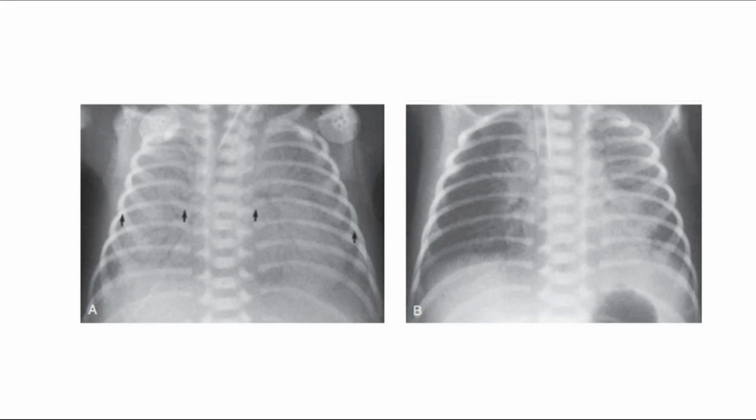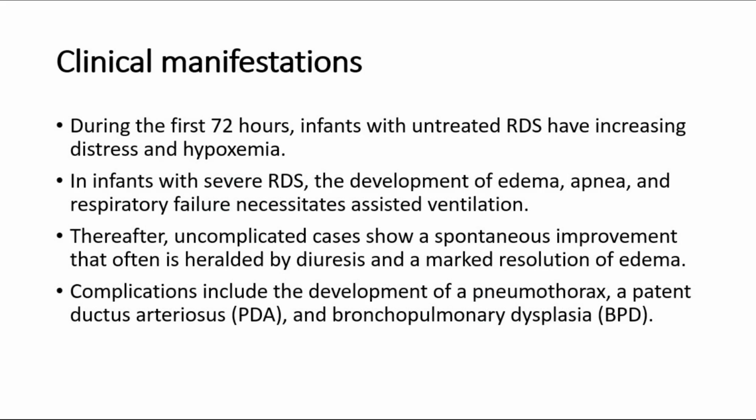Picture A shows that the infant is intubated, and the lungs show a dense reticulonodular pattern with air bronchograms. Whereas in Picture B, surfactant was administered, resulting in significant improvement in the density of the lung. During the first 72 hours, infants with untreated RDS have increasing distress and hypoxemia. In infants with severe RDS, the development of edema, apnea, and respiratory failure necessitates assisted ventilation. Thereafter, uncomplicated cases show a spontaneous improvement that often is heralded by diuresis and a marked resolution of edema.